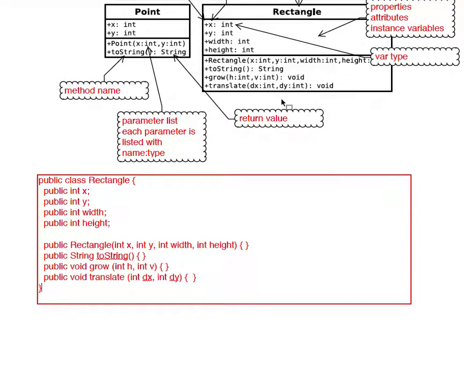So just to give us more practice making UML diagrams and then translating them to Java, I'll take another video to show how some of the classes that we have known already, string, scanner, and random, would fit into this model.